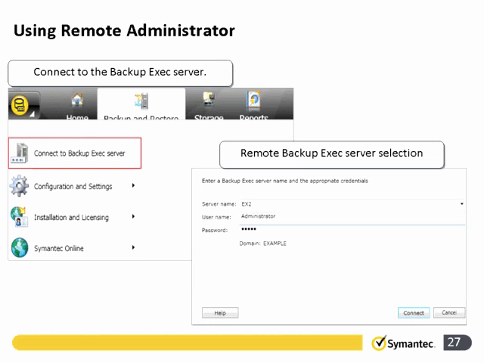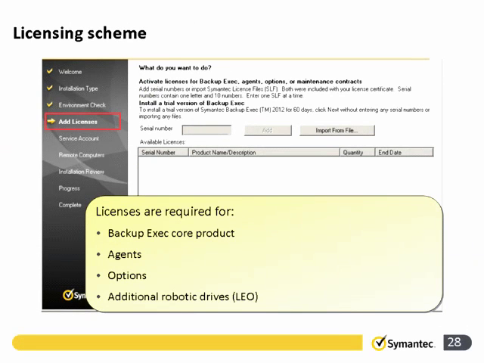You can only connect to one server at a time. So if you're managing multiple Backup Exec servers that are not in a central admin configuration, you could connect to each one of those servers one at a time. If you do have a central admin server, you can still use the remote console, but you can then connect to the central admin server and manage all of your Backup Exec servers from one screen. Licensing, we've talked about.